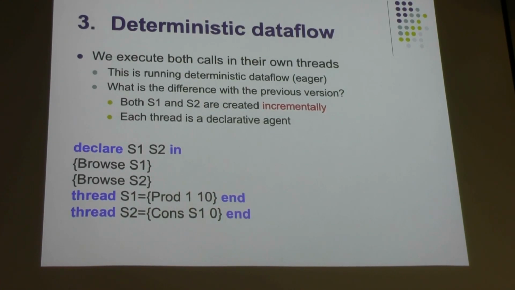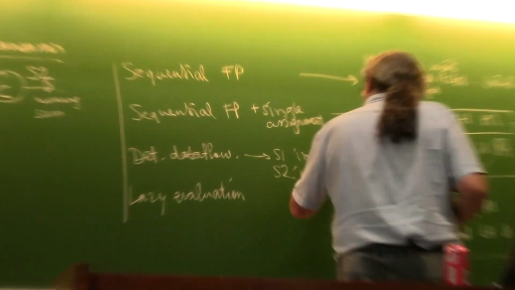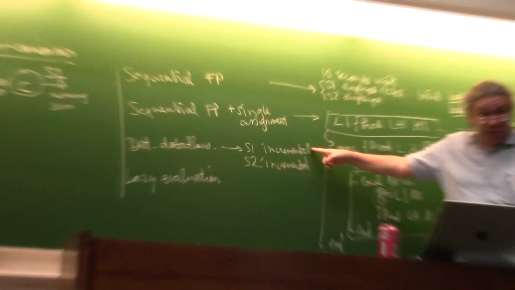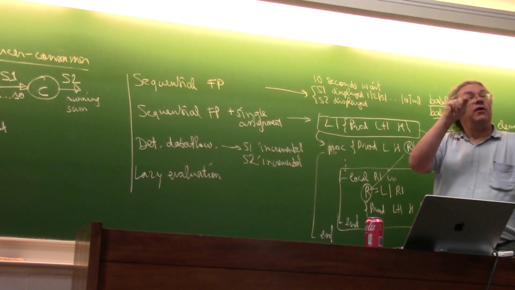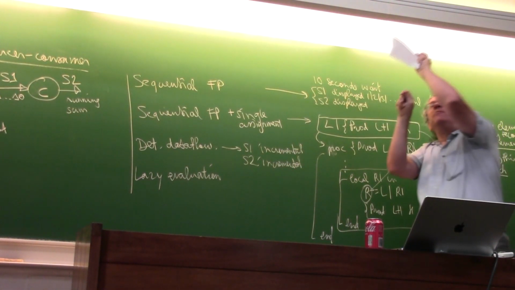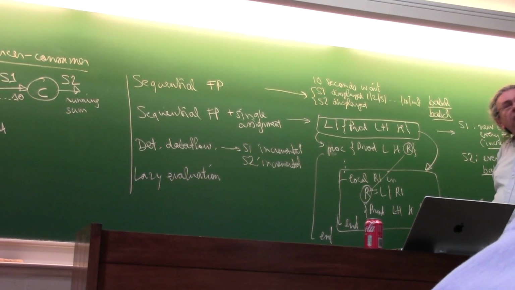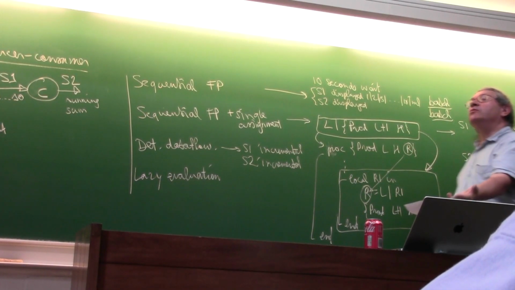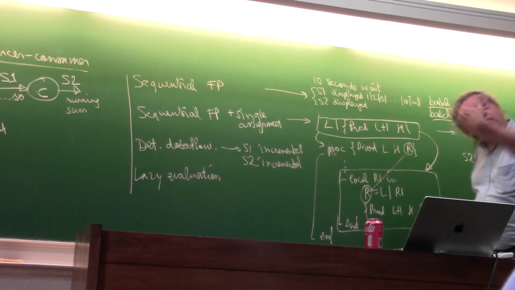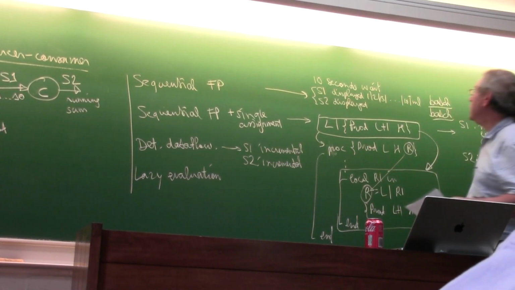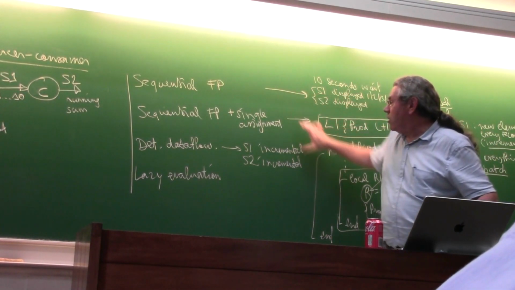So the third one, we have S1 is incremental, and S2 is also incremental. That means every second, you have a new element appearing in S1, and a new element in S2. Two elements at a time, okay? Because there's no delay in the const. When the prod creates an element, the const is immediately able to execute, and it will generate its own element. So you'll have two elements at a time every second. So they're both incremental. So you can see the difference here and the increased power.